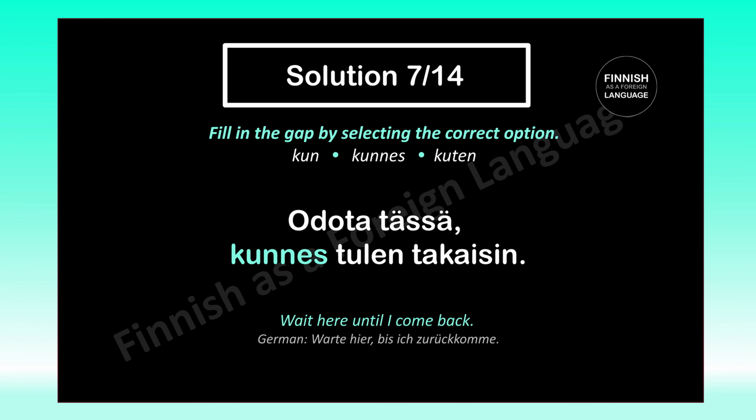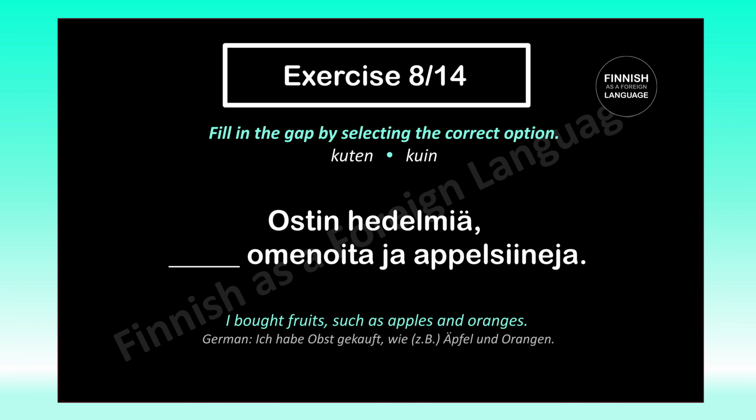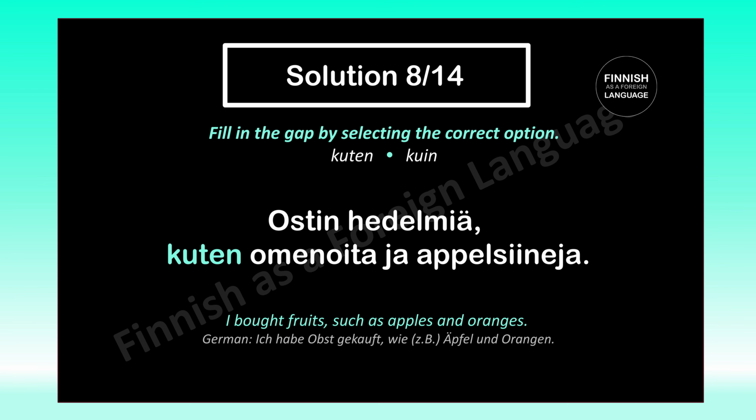Next one, we wanna say I bought fruits such as apples and oranges. Ostin hedelmiä, omenoita ja appelsiineja. What do we need here? Is it kuin or kuten? Nice, the answer is kuten. Ostin hedelmiä, kuten omenoita ja appelsiineja.